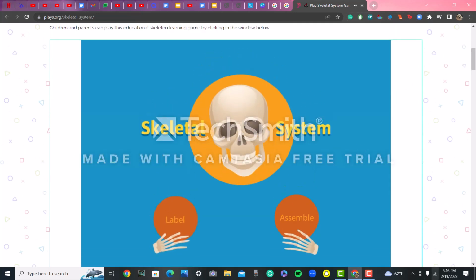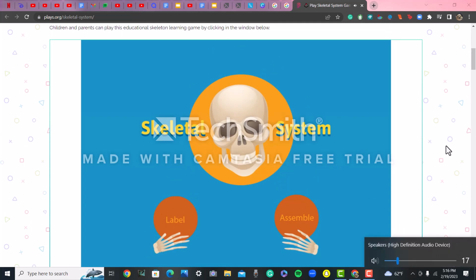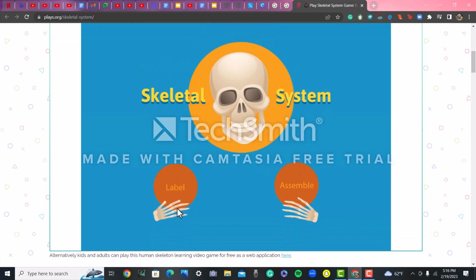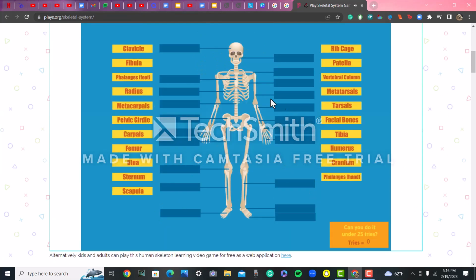Skeletal system. Label. Assemble. Anyway, let's label the skeleton in as few attempts as you can. So this thing would be the cranium. The cranium protects the brain. It's basically the head.